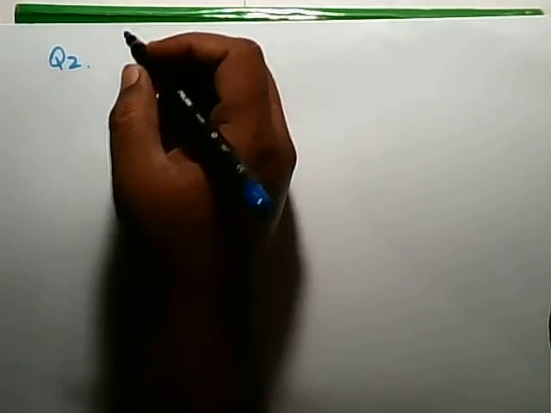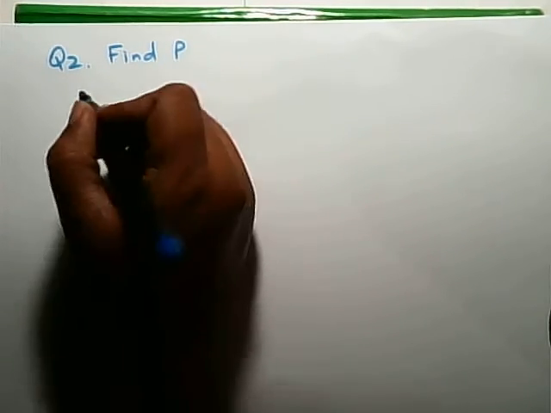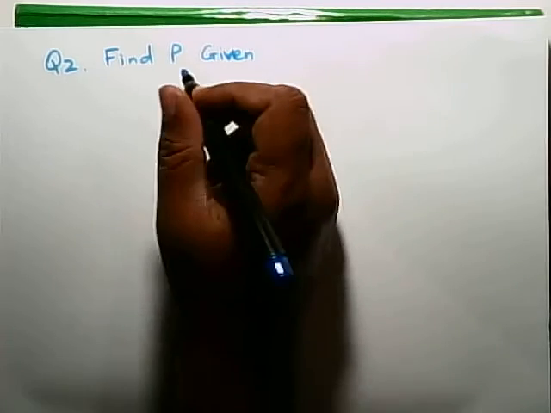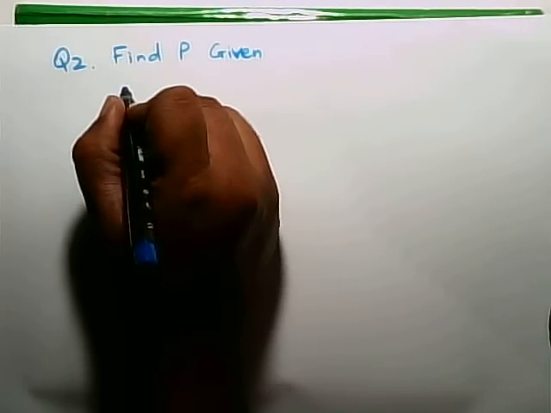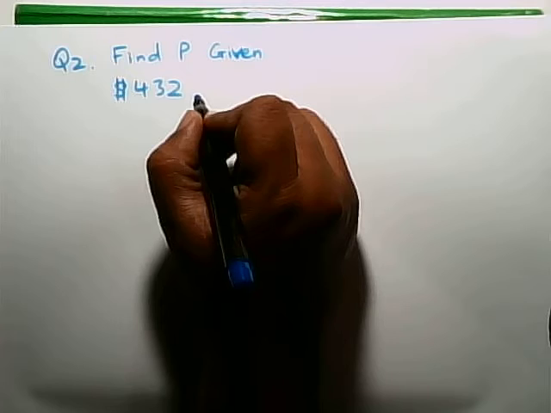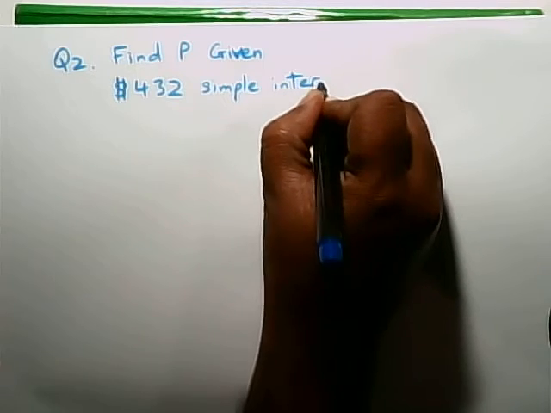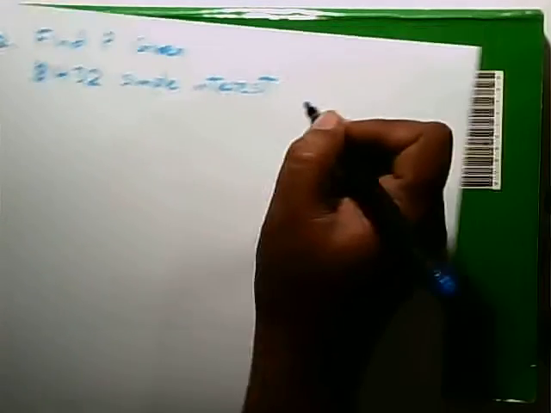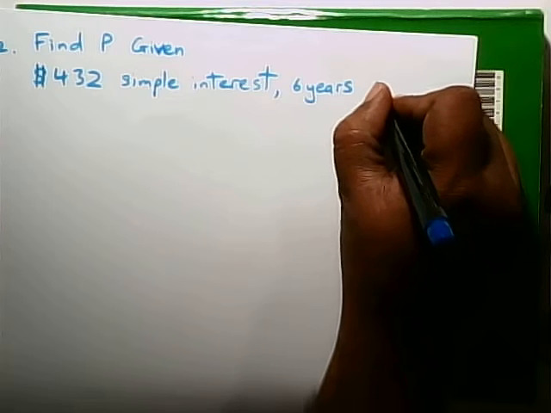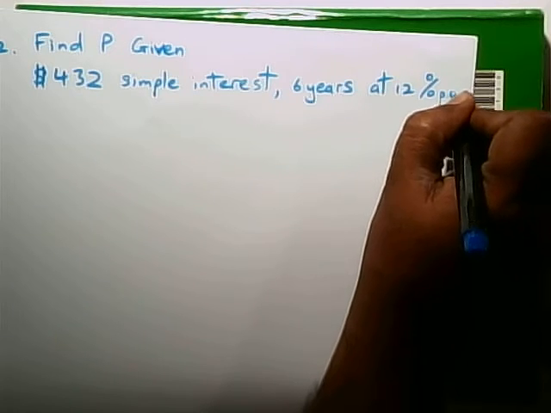Question 2. Our homework was to find the principal, given that you want to get $432 in simple interest in 6 years, and at 12% per annum, which is the rate.